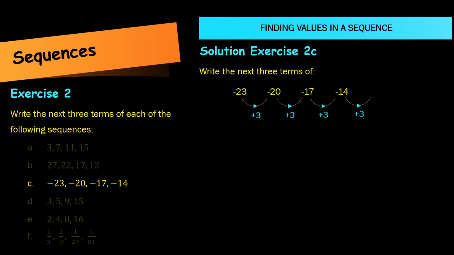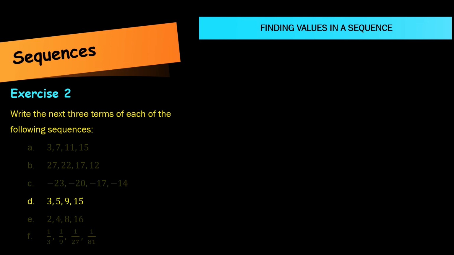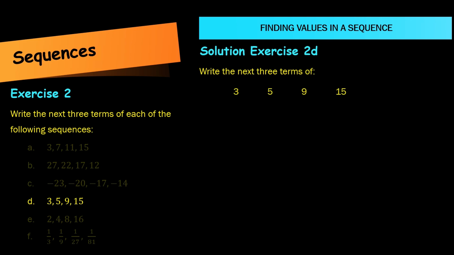Add 3 to minus 14 gives us minus 11. Add 3 again gives us minus 8. And finally adding 3 again gives us minus 5. And now for part D. We are required to write the next three terms of 3, 5, 9 and 15.